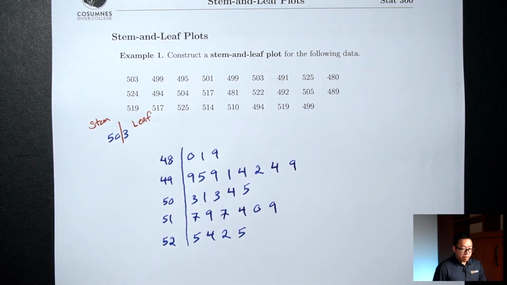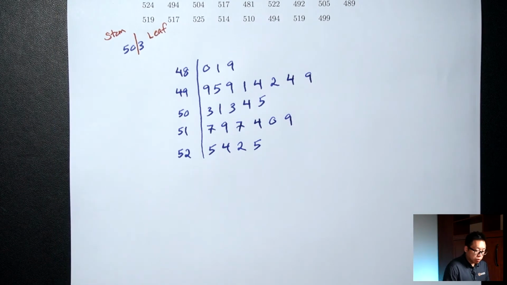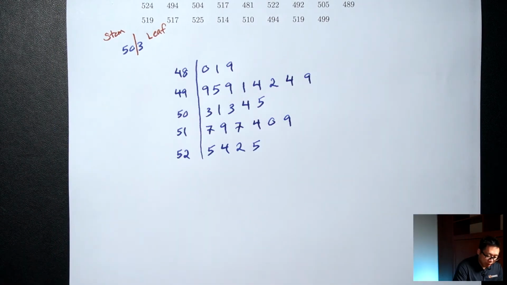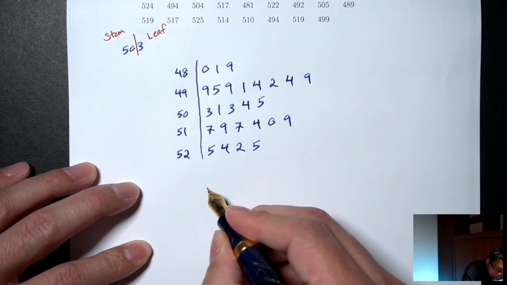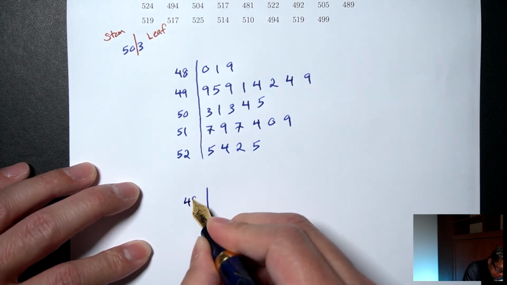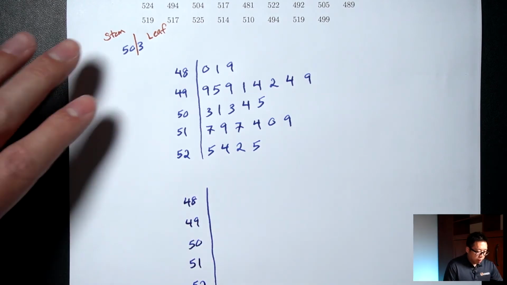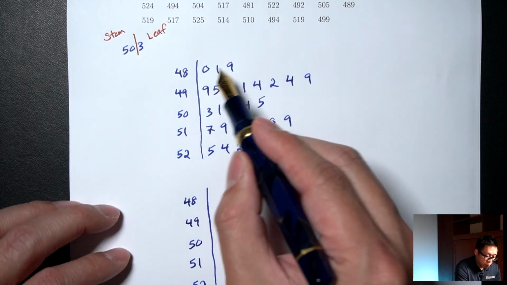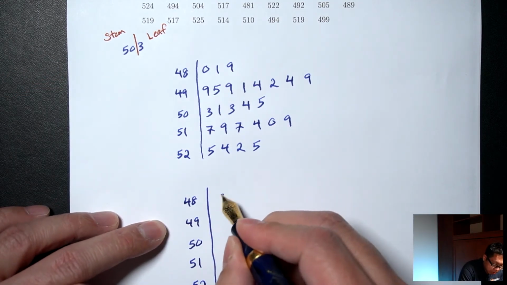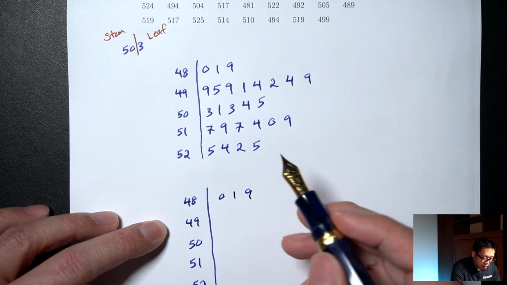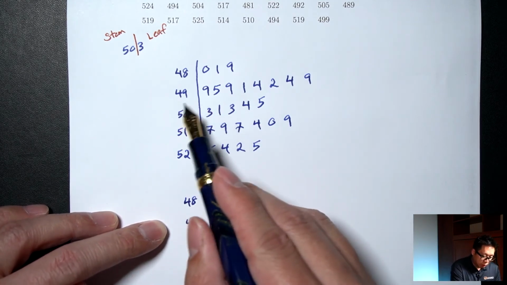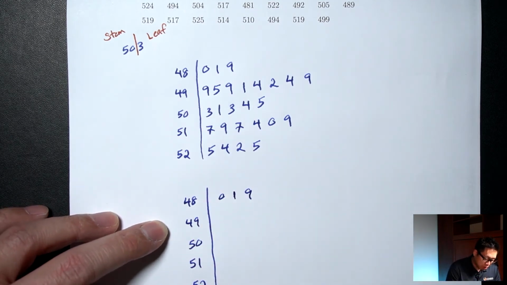And then one last step, we need to order the leaves from smallest to largest. So I'm going to remake this picture and put the leaves in order. So 019 is already in order. So 019. Okay, for the 49, these are not in order. So put this in order.